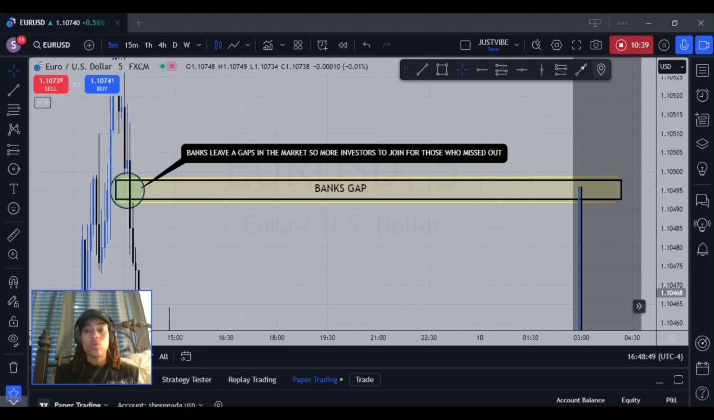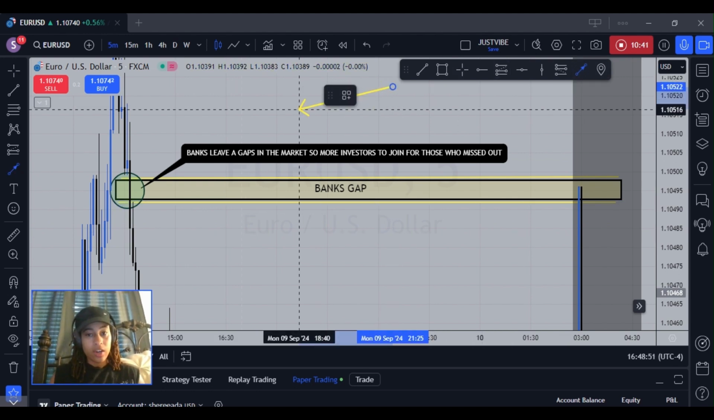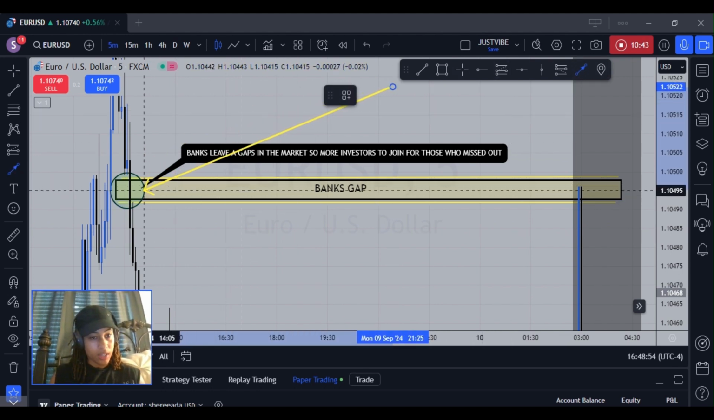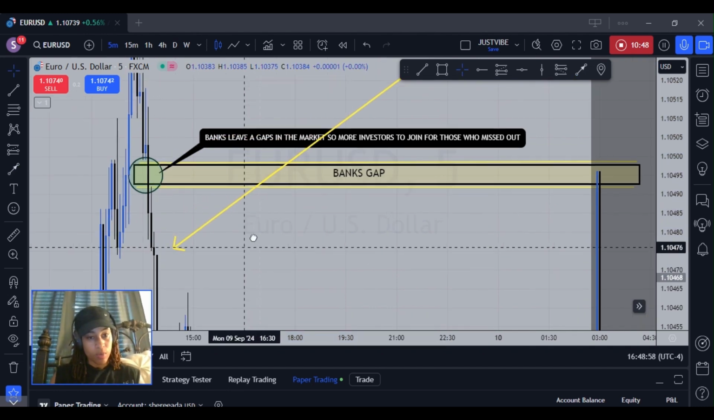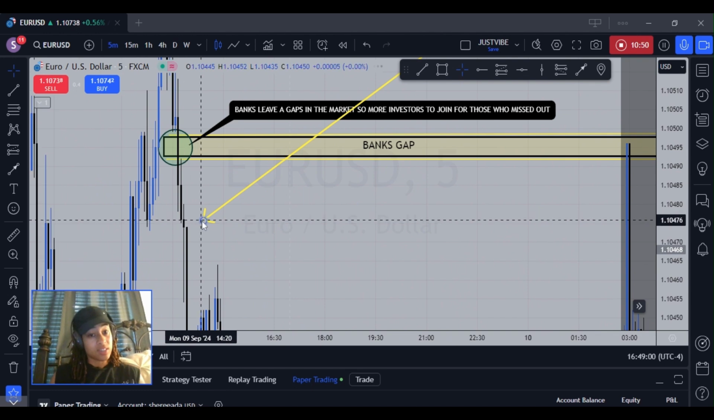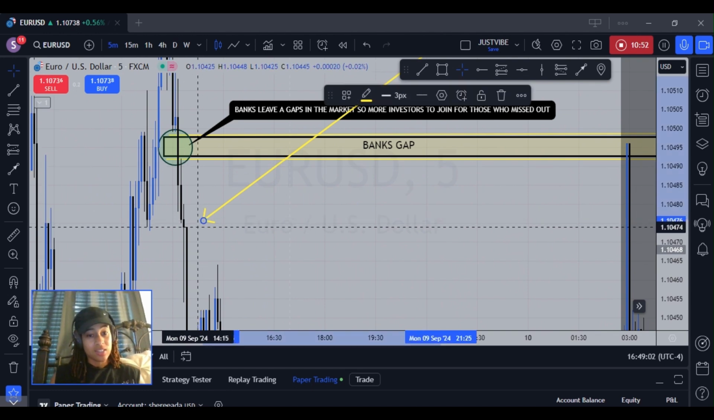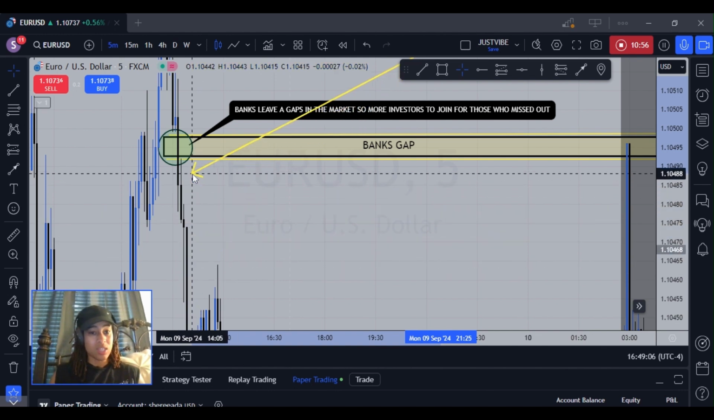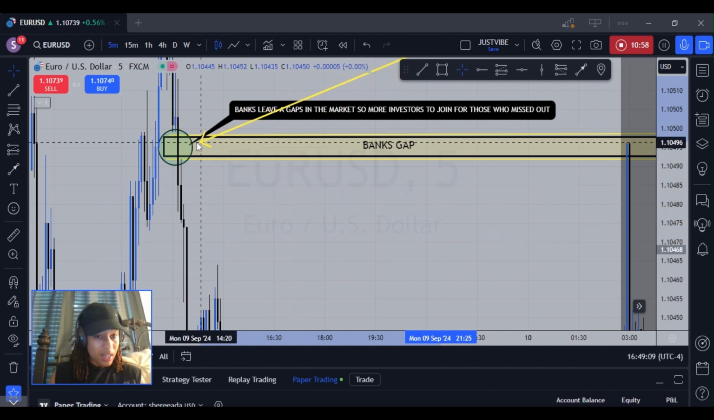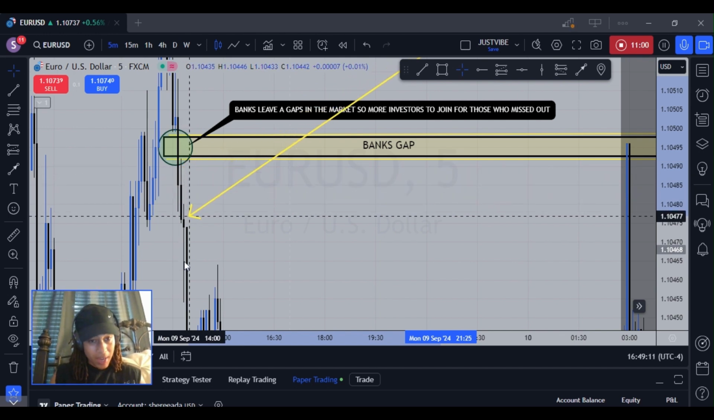When you see that there is a gap in the market and you see consistent candles. Remember I told y'all about the consistent candles right here. This is consistent candles. Look at all those long candles, and you see they left a gap. This is proof that the banks is in the market.